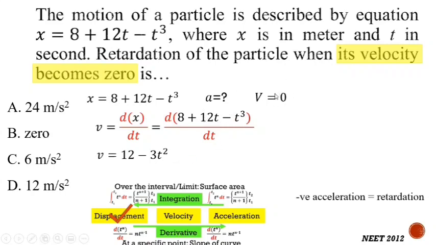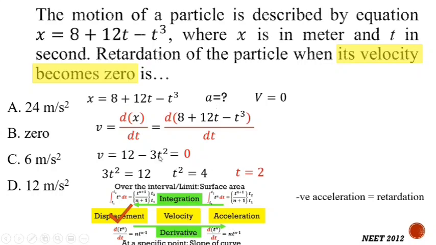Then this condition we will use here, and this equation will be equal to 0. After putting this equal to 0, we will find out the time, because only time is unknown here. So 3t square equal to 12 gives t equal to 2 seconds. This is the time at which we need to find out the acceleration. But to find acceleration, we need to again take the derivative of this equation.